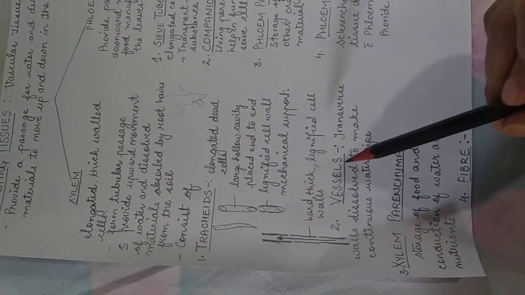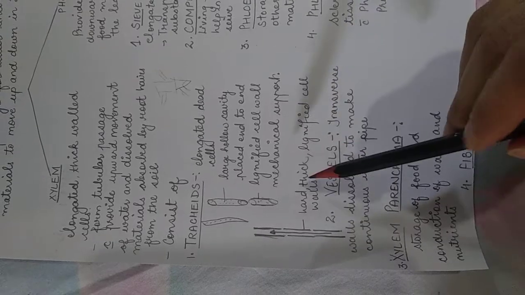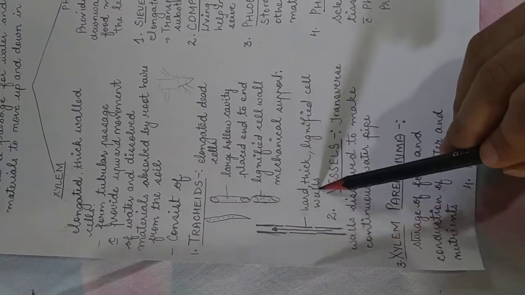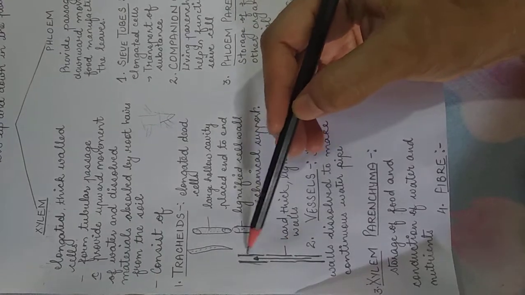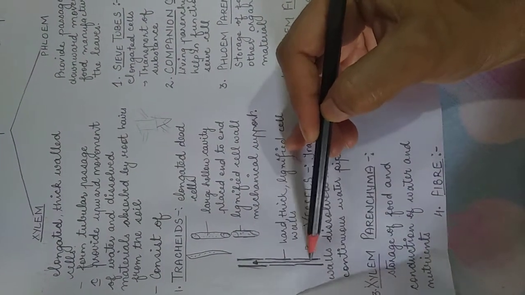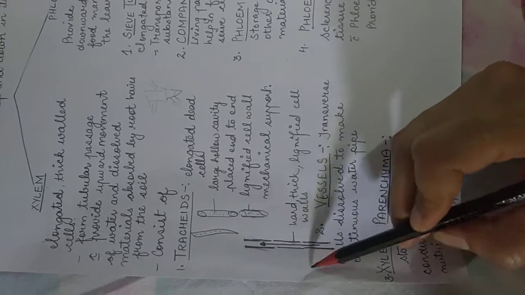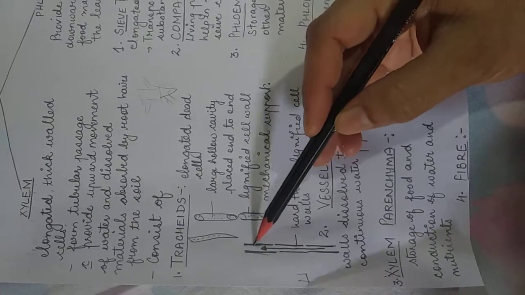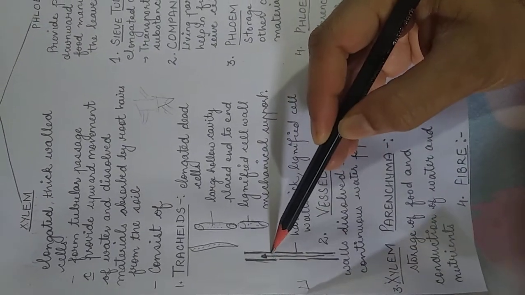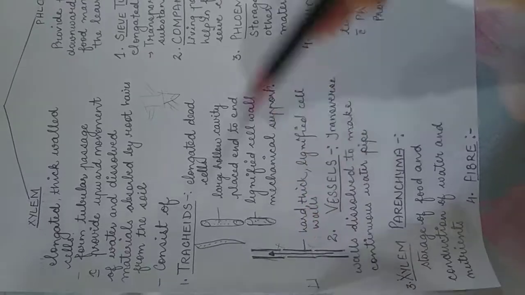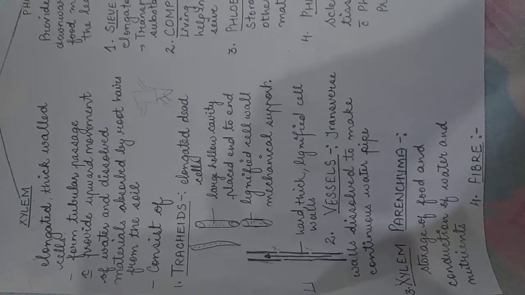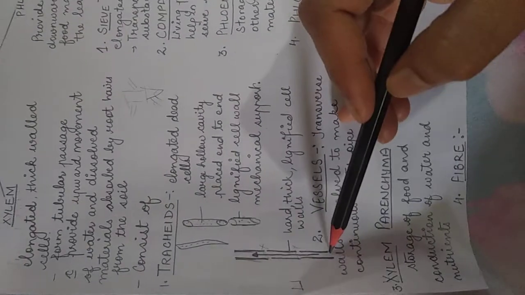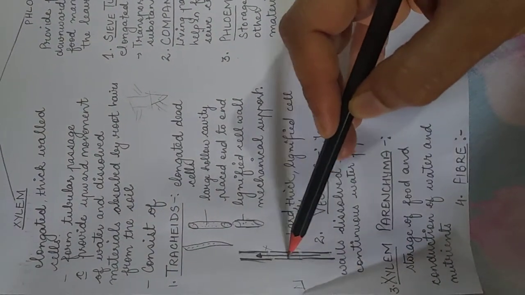The second part of these xylem tissues is the vessels. Vessels have hard, thick, lignified cell walls. I have shown here. They are hard and thick, with lignified cell walls. The transverse walls, meaning these walls, are dissolved so that it makes a continuous channel. These walls are not here, they get dissolved. So it makes a continuous channel like a water pipe. So when water is absorbed from the root hairs, it just keeps on traveling through these vessels to different parts of the plant.